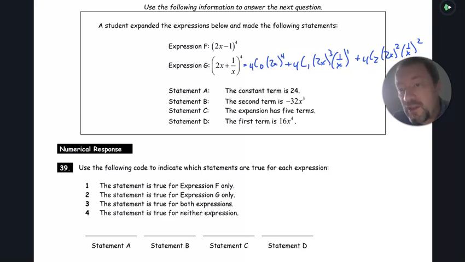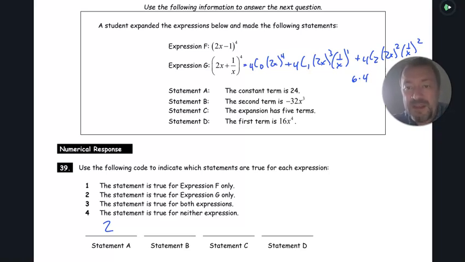Now we just got to take a look at the coefficient. 4 choose 2 is 6. And then I've got 2 squared is 4. There's my 24. So that's true. So statement A is actually only true for expression g. And so when I look at that, that's 2. Now let's take a look at the next one here.